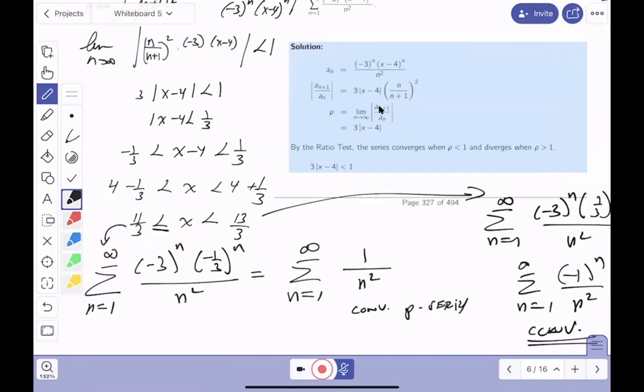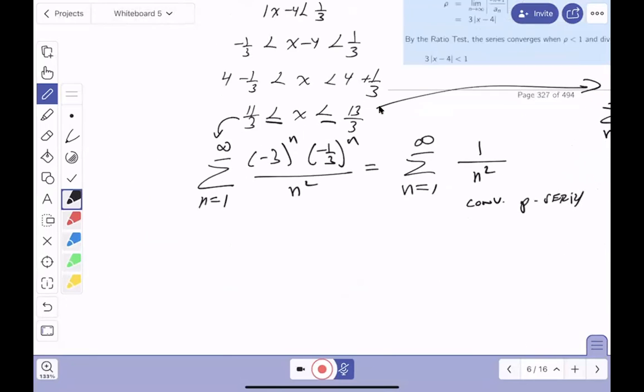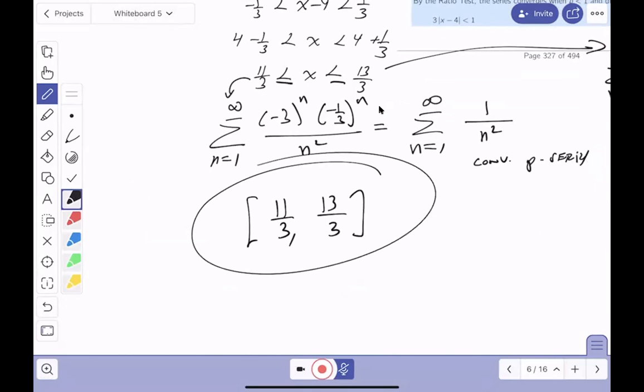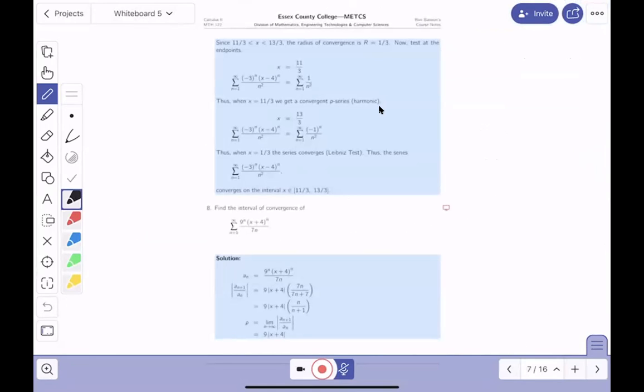All right. So what do you get over here? We got 2 endpoints included. Let's put it down. Our interval is going to be from 11 thirds up to and including 13 thirds. All right, let's look at our answer. And we're seeing that right over here.